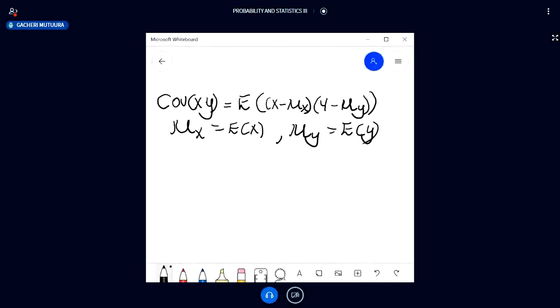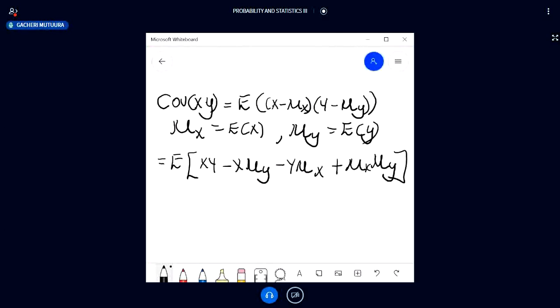Let's expand this, and you notice that the expectation can only affect variables. You remember we said the expected value of x and y, or rather the mean of x and y, are constants, so they cannot be affected by the expected value. So we first start by expanding this function. You're just opening up this bracket, so you're going to get xy minus x mu y minus y mu x, and then plus mu x mu y, just the ordinary expansion.